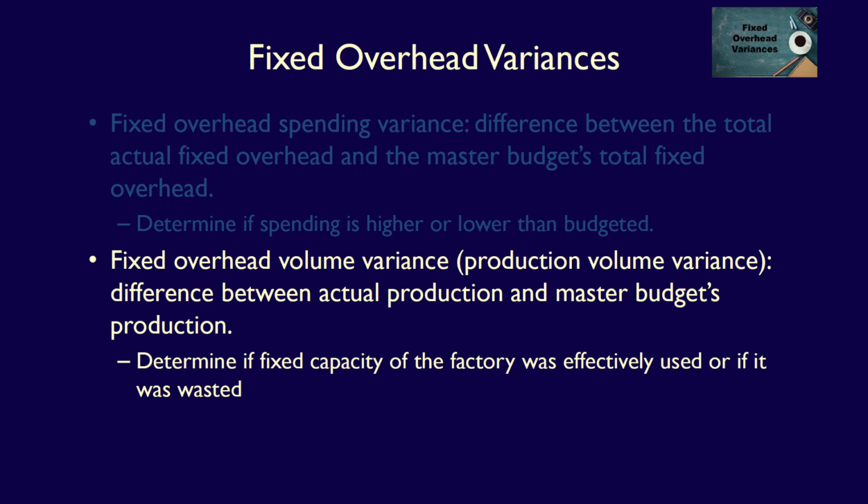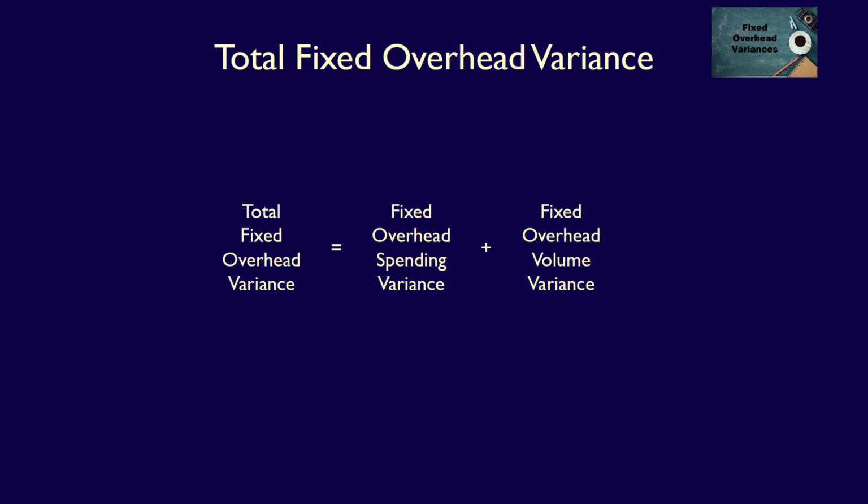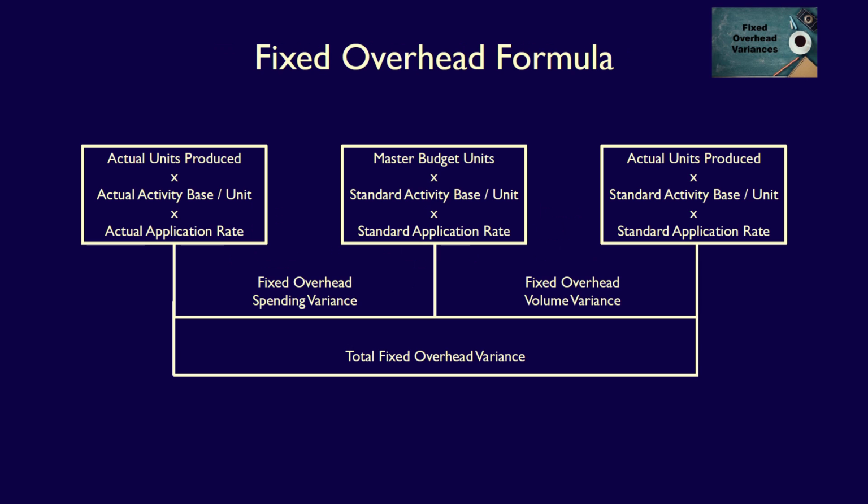Now that we understand how to calculate the fixed overhead volume variance, what about the total fixed overhead variance? How is that calculated? The total fixed overhead variance is equal to the fixed overhead spending variance plus the fixed overhead volume variance. This is shown in our formula as the difference between the first amount calculated on the left and the last amount calculated on the right.